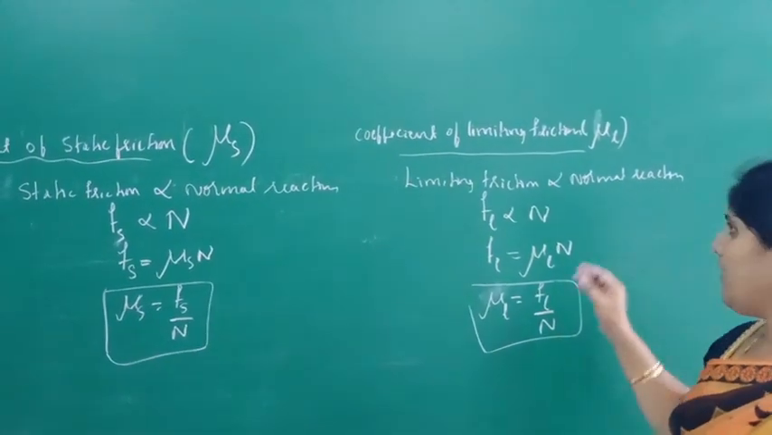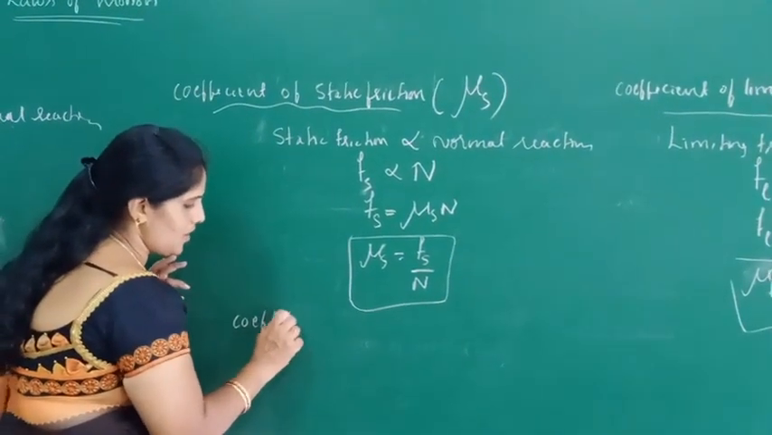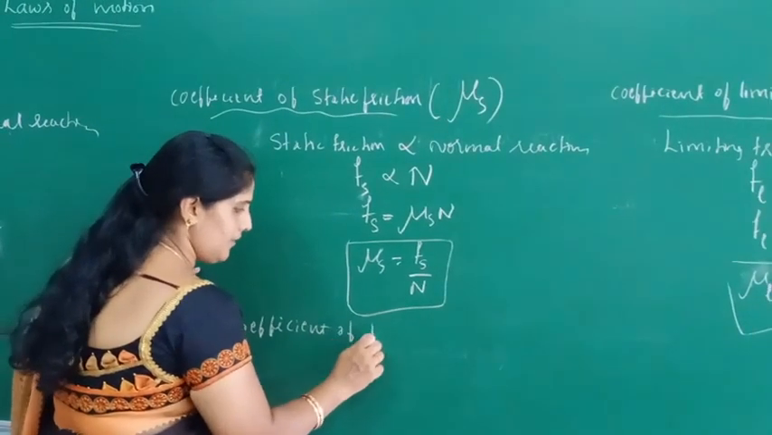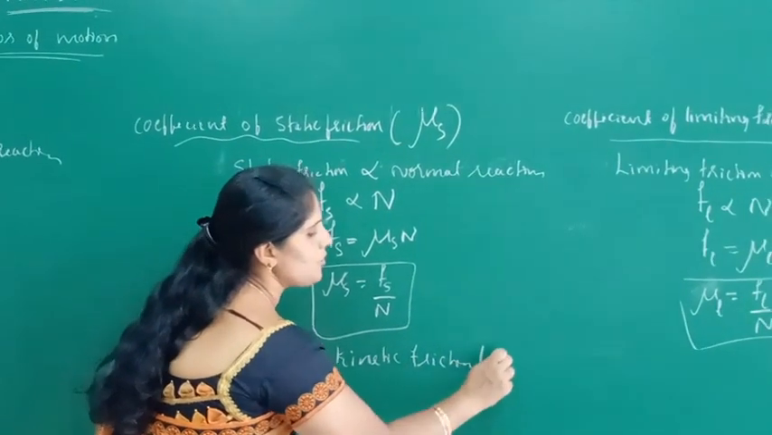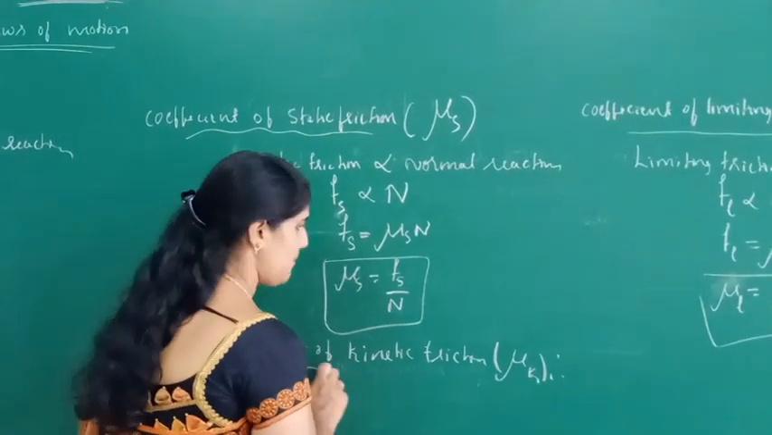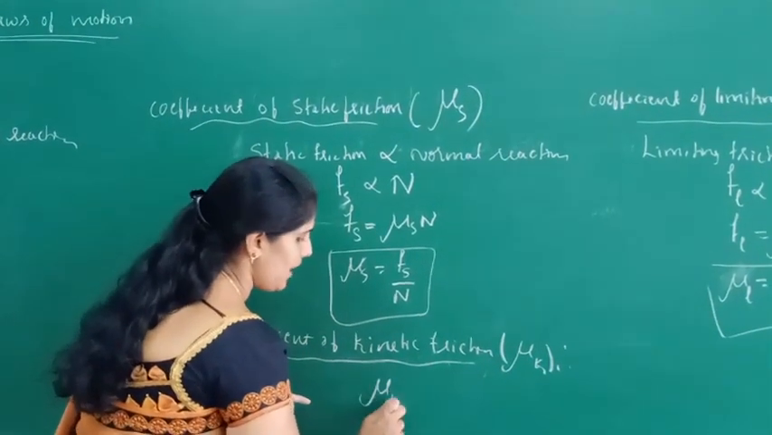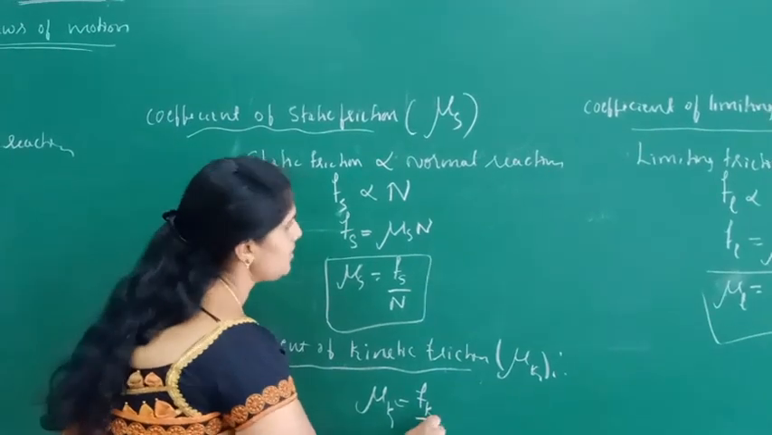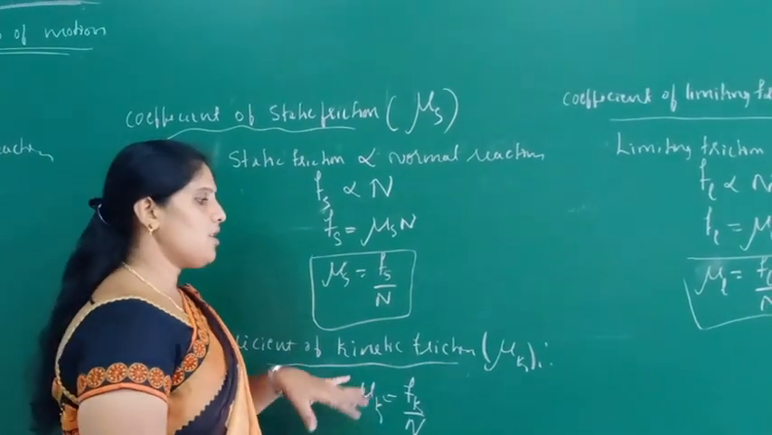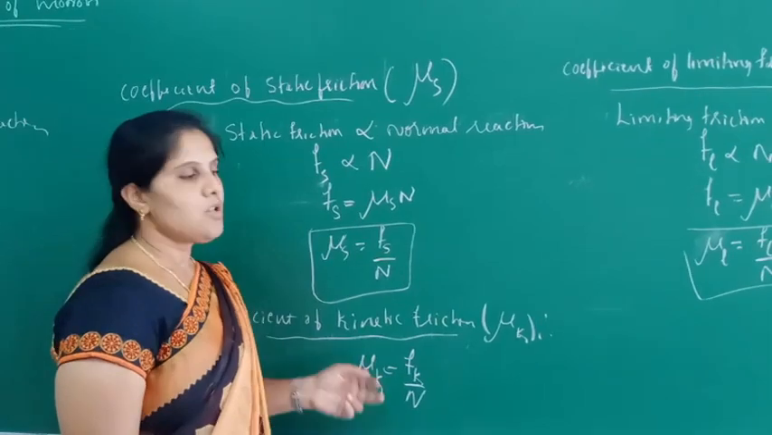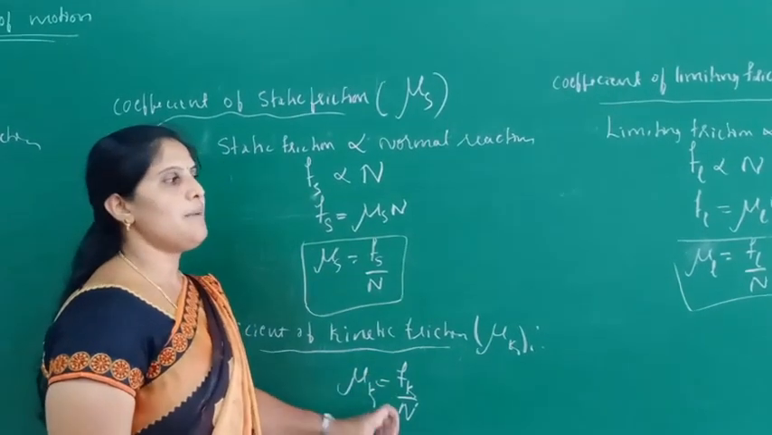Similarly, we define kinetic friction and rolling friction. Coefficient of kinetic friction is denoted by mu k, because kinetic friction is denoted by Fk. So mu k is equal to Fk by N, because kinetic friction is directly proportional to normal reaction, that is Fk is directly proportional to N, or Fk is equal to mu k into N, and mu k is equal to Fk by N. So coefficient of kinetic friction is defined as the ratio of kinetic friction to the normal reaction.